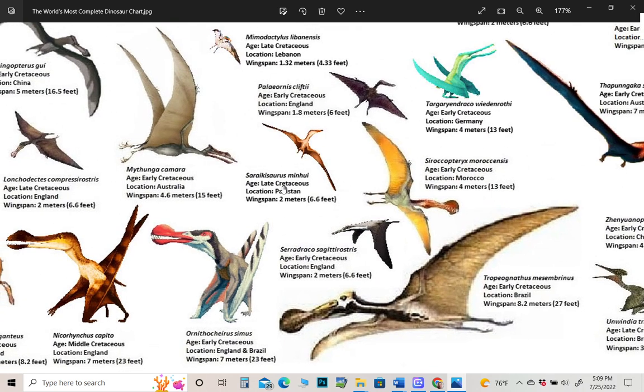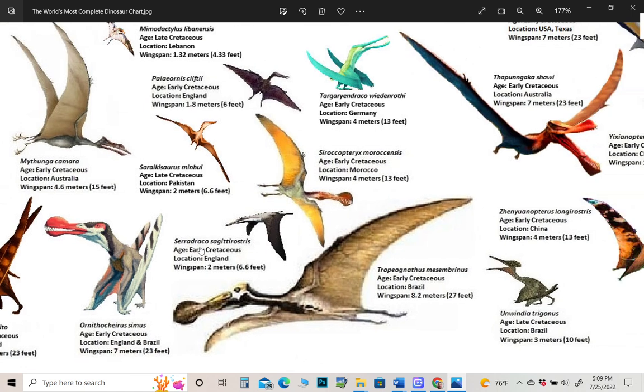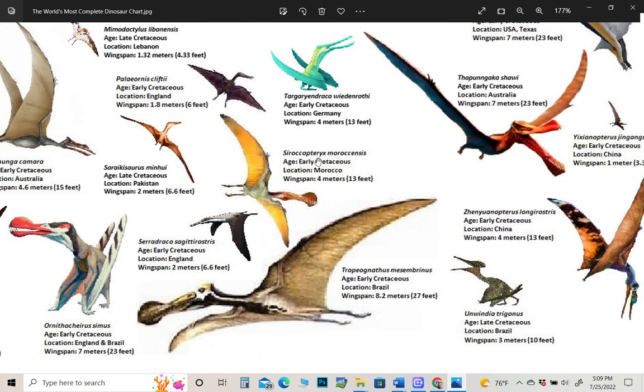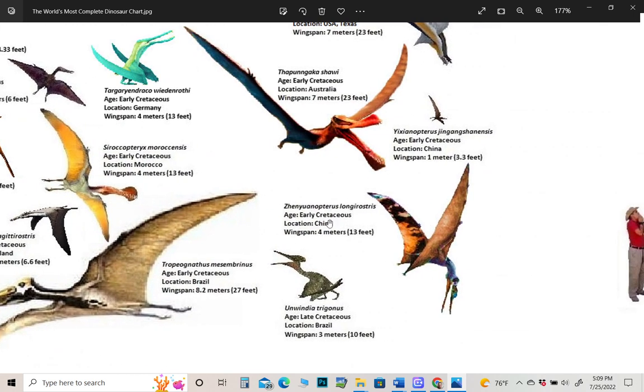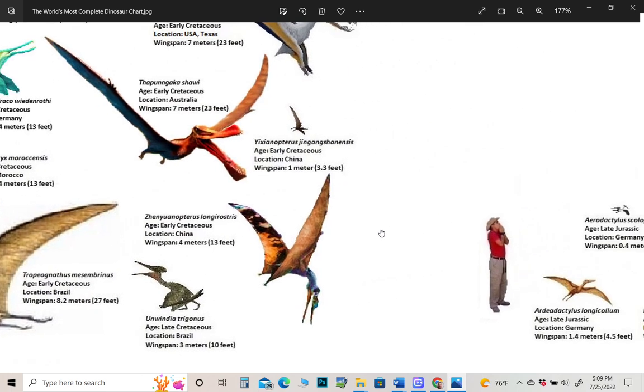Lacusovagus, Ornithocheirus, Sauroposeidon, which is an informally named pterosaur. Ceradraco, Cearadactylus, Tropeognathus, Zhenyuanopterus, and Uktenadactylus.